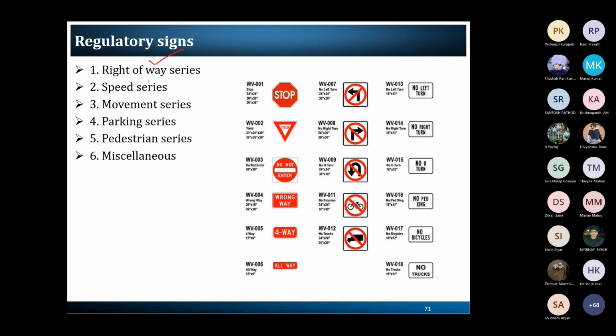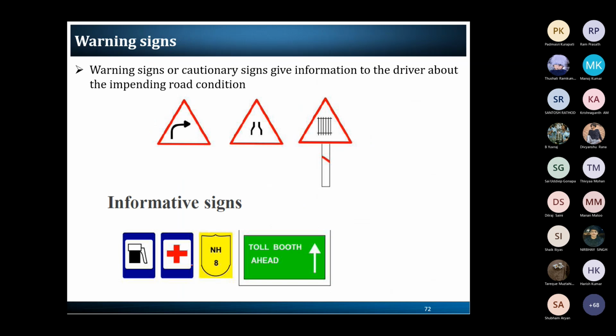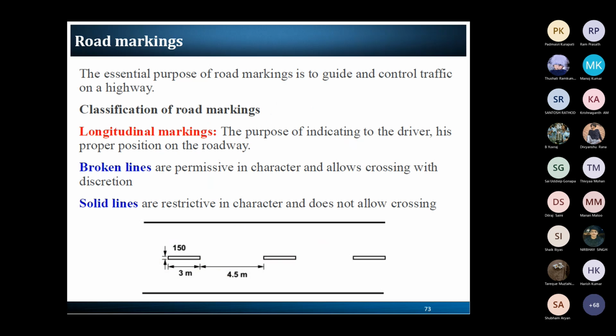These are some of the regulatory signboards, which give the right of way, speed indications, movement restrictions, parking, pedestrian, and other miscellaneous actions. Then this is some examples of the warning signs: right turn, narrow bridge, railway gate approaching, and these are the informative signboards. So this is the one facility, signboards, we are providing.